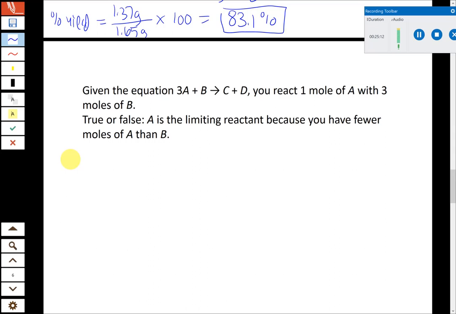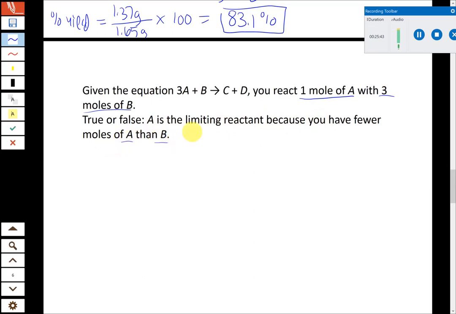So this first problem here is a true-false problem, and 50% of you got it right. Whenever there's a success rate of 50% on a true-false question, that's a little bit alarming. It basically means that we would have done just as well by guessing. So let's go through this. This problem just deals with the definition of a limiting reactant, or how you determine what it is. Given the equation 3A plus B goes to C plus D, you react 1 mole of A with 3 moles of B. True or false? A is limiting reactant because you have fewer moles of A than B.